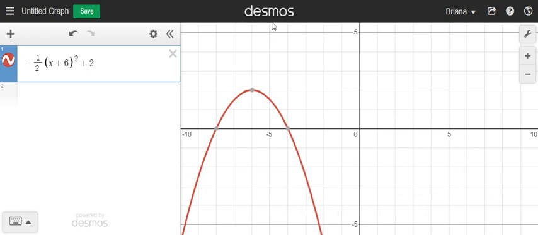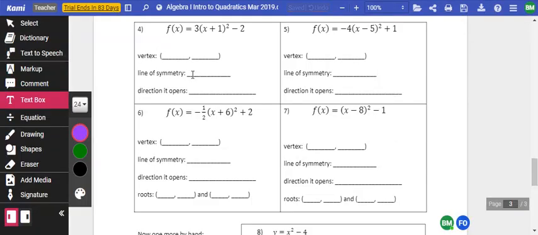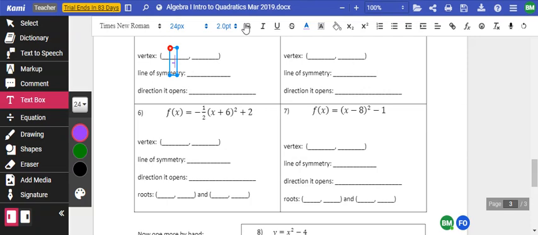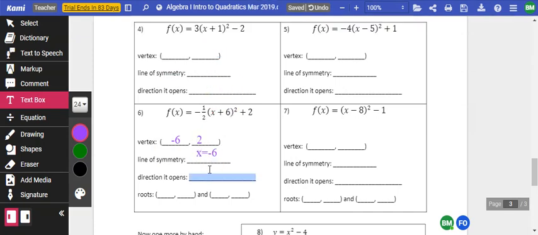And we've got this beautiful graph here. If we look, we can see that the vertex is (-6, 2). So we flip back over here, go (-6, 2). And then the axis of symmetry is, of course, x equals -6, because it's always the x value of your vertex. And it opens down. And I'm putting this all on the wrong one. Ugh. It's here. It opens down.